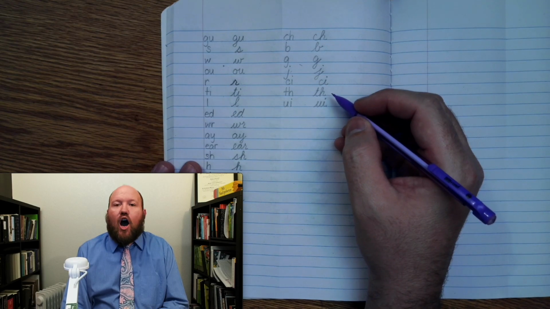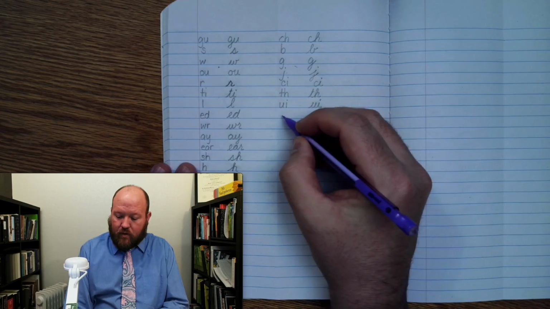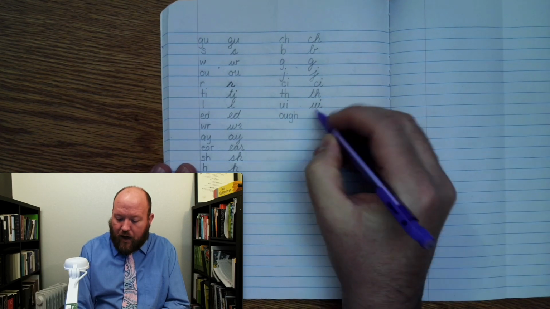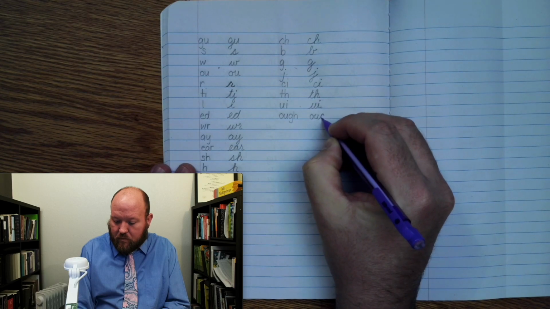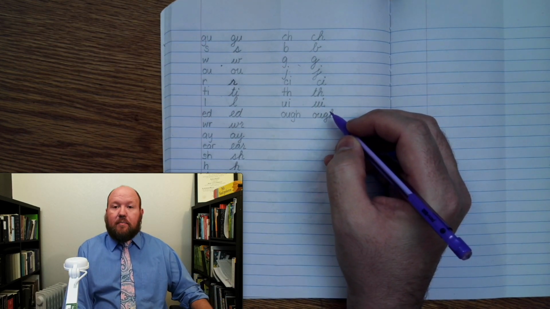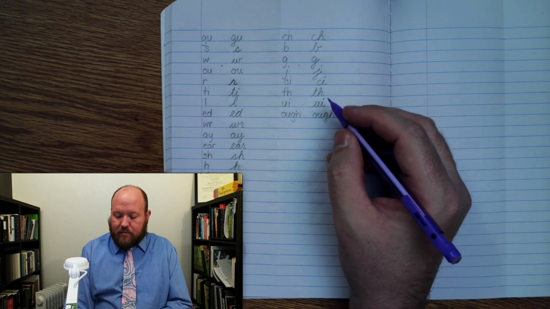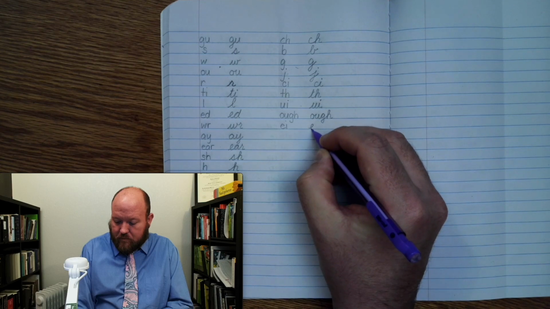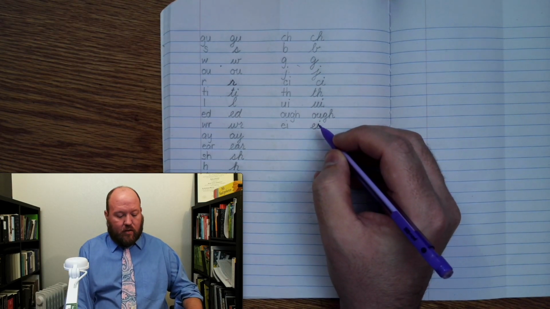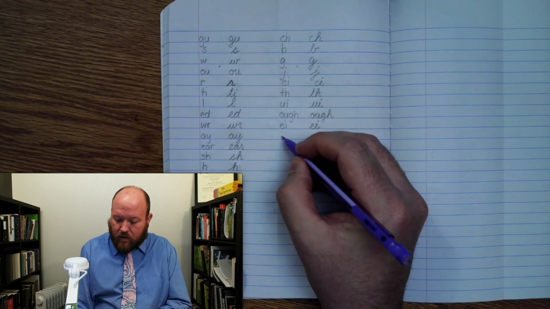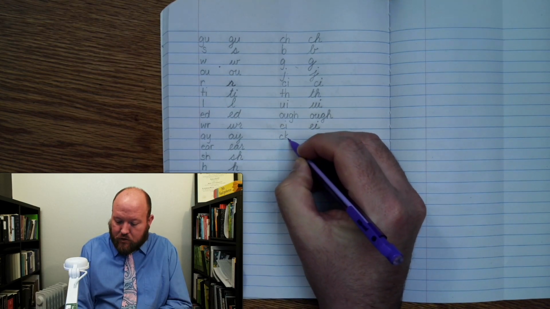Next one. O, U, F, off, ah, ow. The next one, E, A, I. The next one, K, two letters.